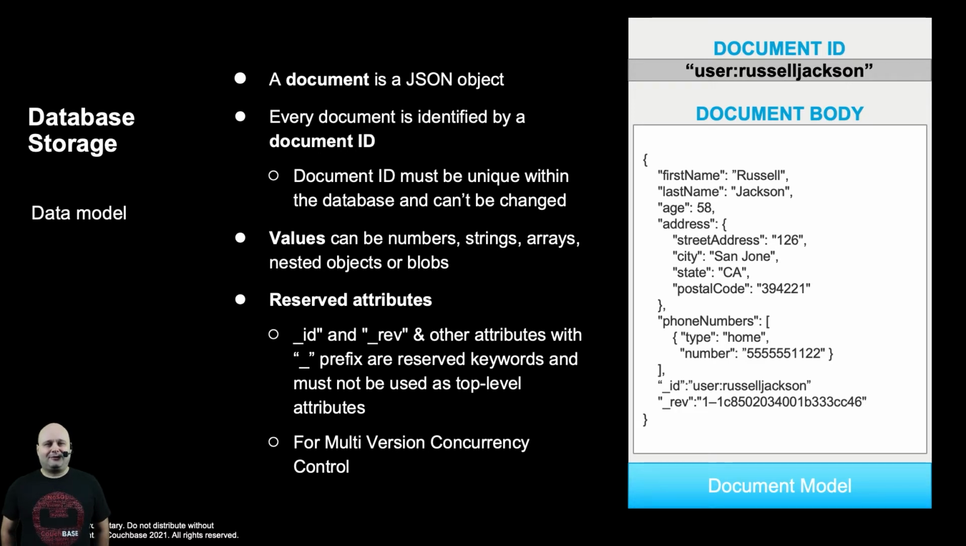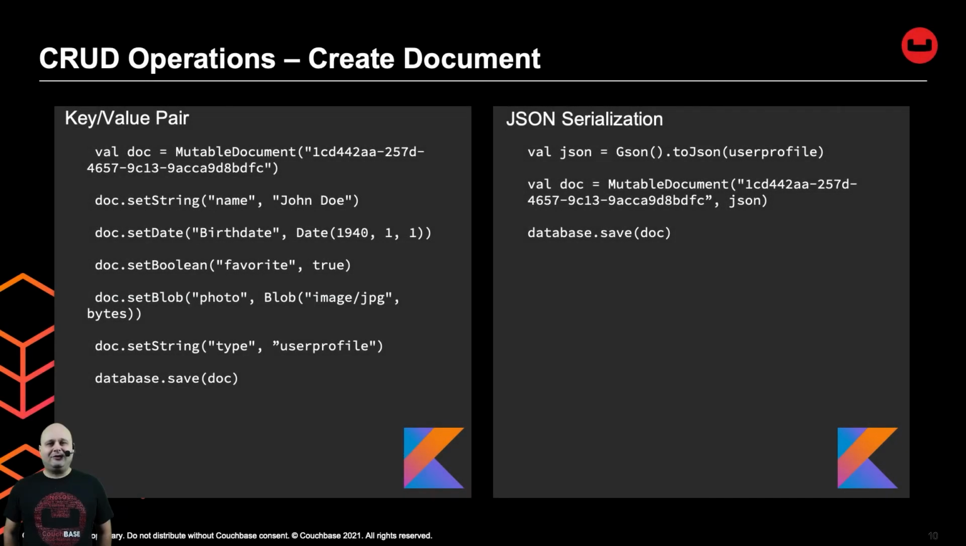Now that we've looked at how the documents are stored, let's look at some code snippets on creating, reading, updating, and deleting documents. Let's look at 2 ways you can create a document using the Couchbase Lite SDK with Kotlin. First, we create a mutable document object on the left by passing a unique ID. I'm using a UUID in this code snippet, but you can use any string value as long as it's unique.